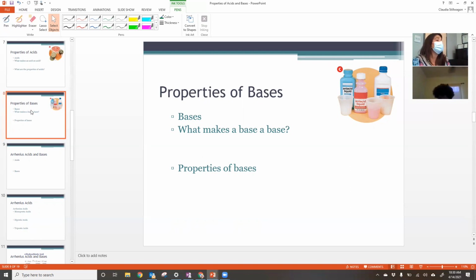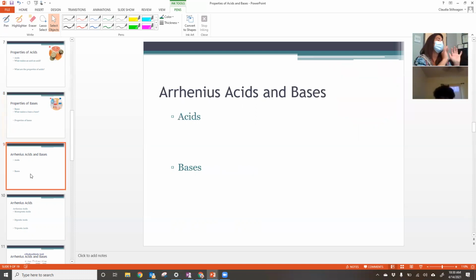So definitions of acids and bases have changed over time. There are multiple definitions out there. We're focusing on the two main ones. If you look up acids and bases online, please know there's going to be more information than you need for this class. The very first look into acids and bases was this guy Arrhenius, is how you say that. He first studied what was happening with acids and bases, what made them different, things like that.